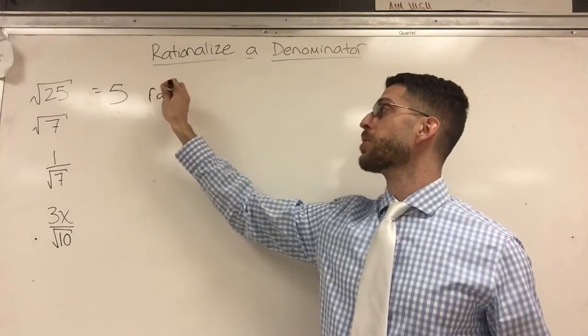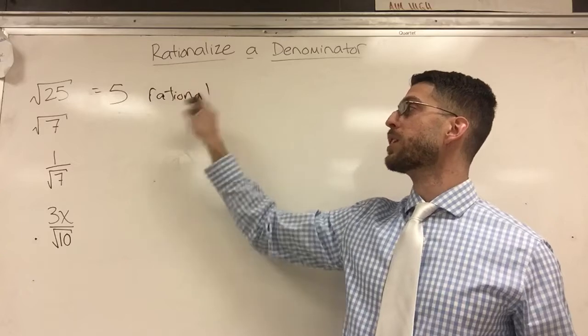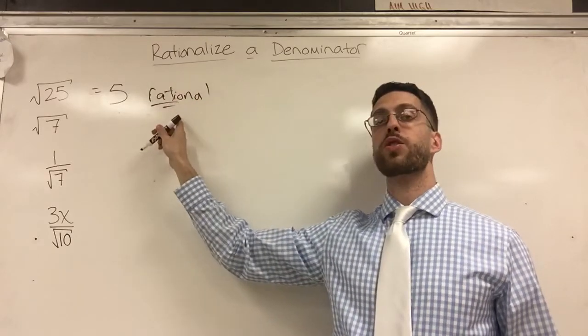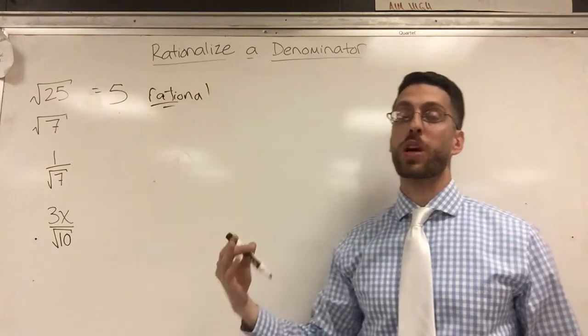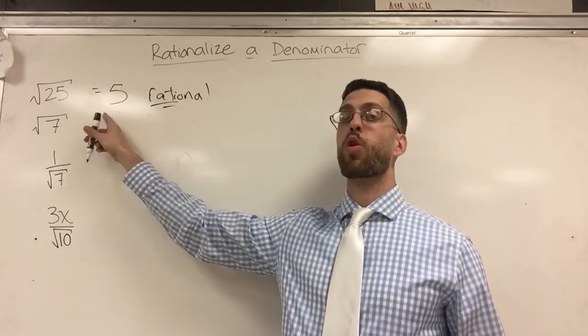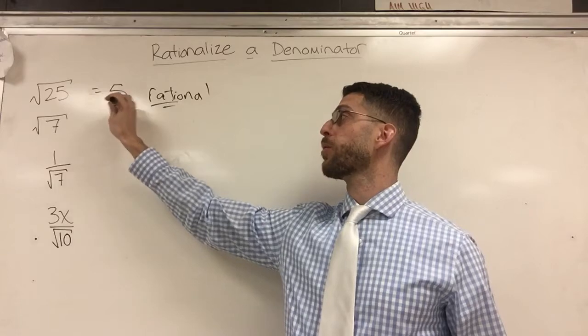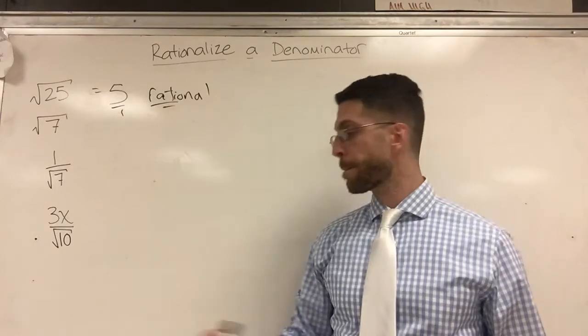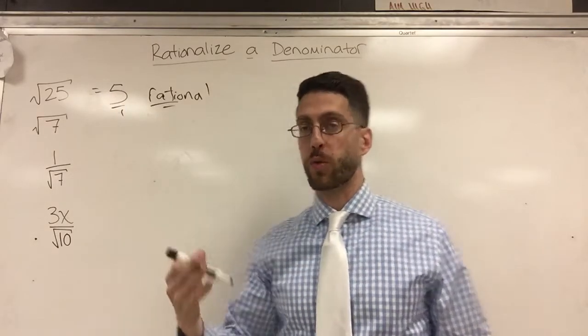A rational number is a number, look at that word ratio, that can form a ratio, can be represented as a fraction. So 5 I can put over 1, 5 over 1, and it's rational, all right? You don't have to put it over 1, you know it's over 1.